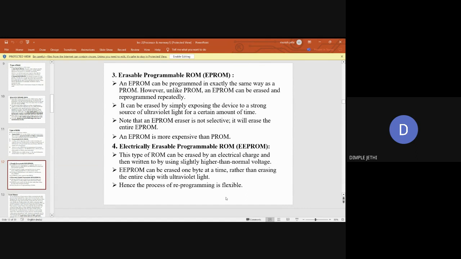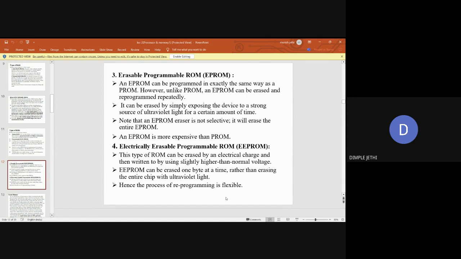Now next is EEPROM, electrically erasable programmable. Like in EPROM, you can erase it and rewrite it as many times as you want. But here you can be selective. Selective means you don't need to erase the entire chip and rewrite the entire chip. You can just erase that particular portion of the ROM which you want to change, right?